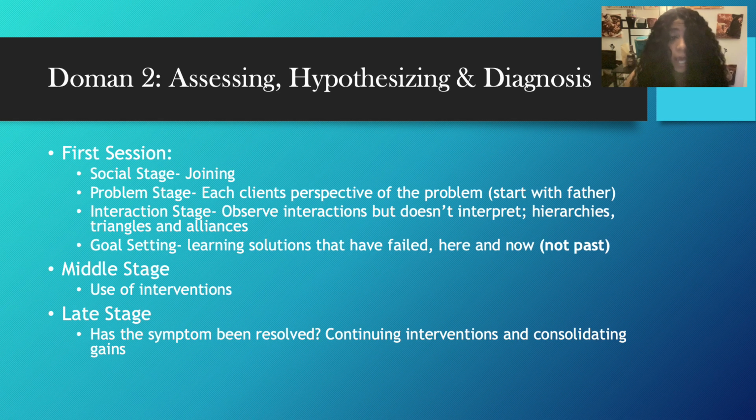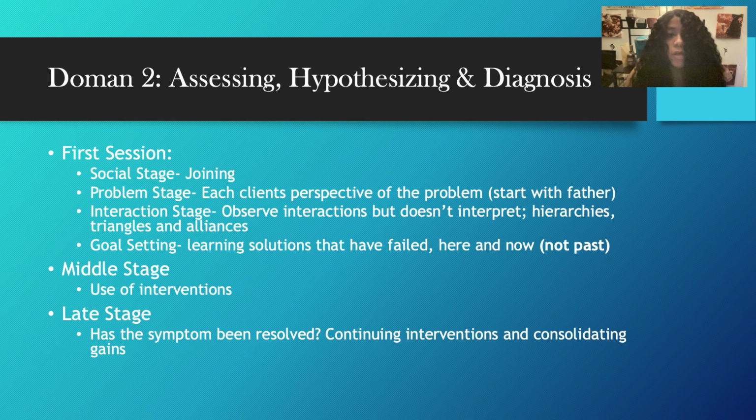If you take a look, your interaction stage, some of those words and terms mimic structural family therapy because strategic therapy draws from structural family therapy. In your interaction stage, you're going to be observing the interactions, but you're not trying to interpret anything. You're looking for hierarchies, triangles, alliances, coalitions, because even in strategic therapy, Jay Haley was really big on that parental subsystem. That executive subsystem is important, which is why even in who's involved in therapy, the parents had to be there.